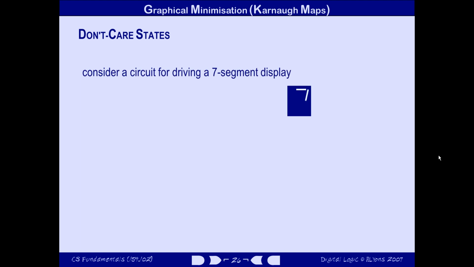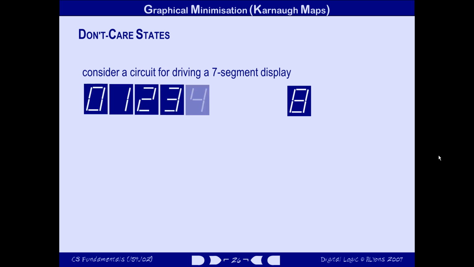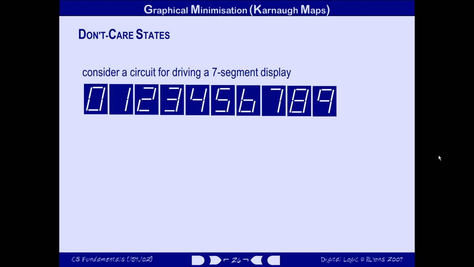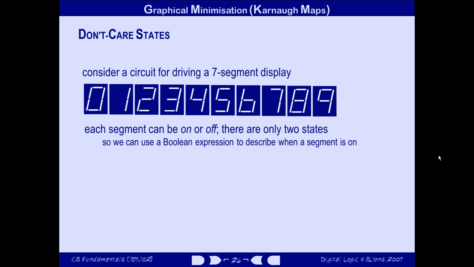Don't care states. Let's imagine that we're busy designing a controller for the segments in a 7-segment display. That's a single-digit display of the sort found in calculators and digital watches. The display comprises 7 independently switchable segments. If they're all switched on, the display shows the digit 8. We can display the other digits by choosing certain subsets of the segments to switch on. Another way of looking at it is that each segment is turned on only for certain digits, and we can therefore write a Boolean expression to describe when each segment is on or off.